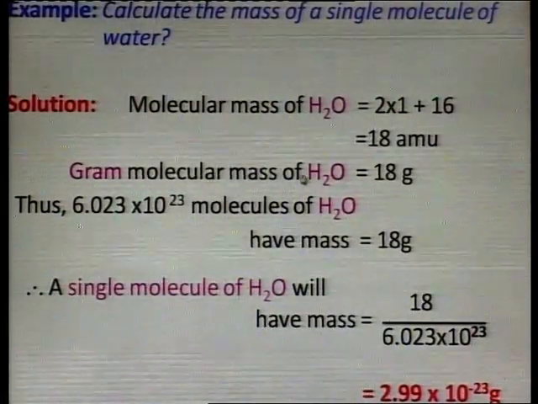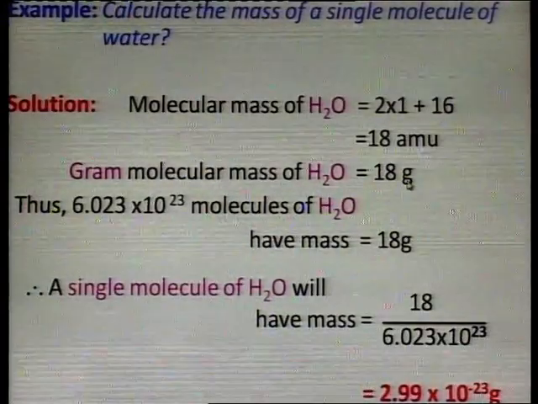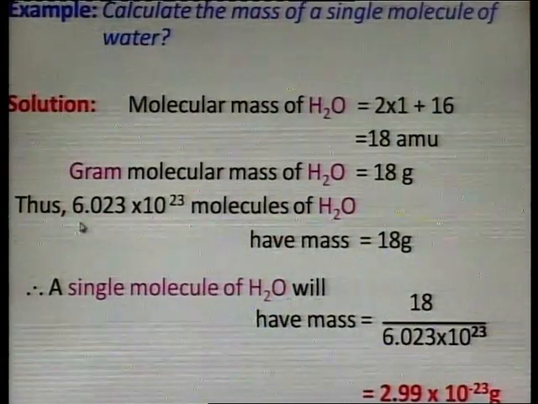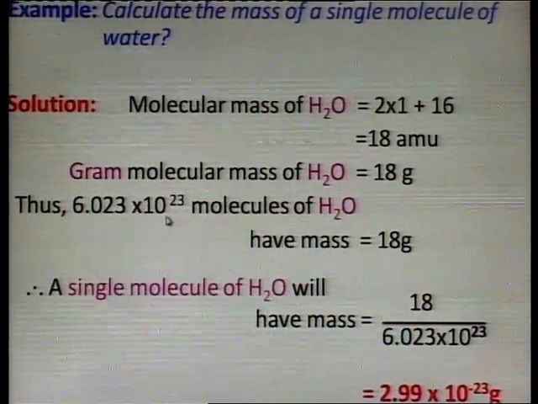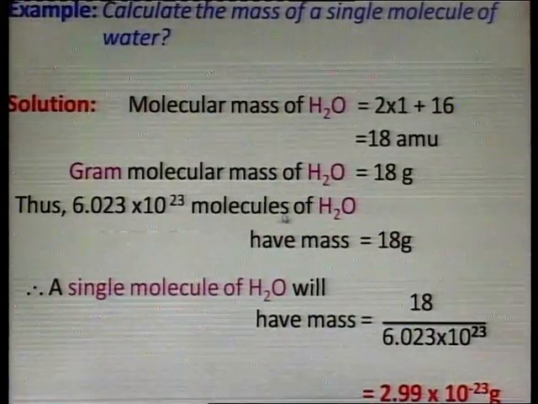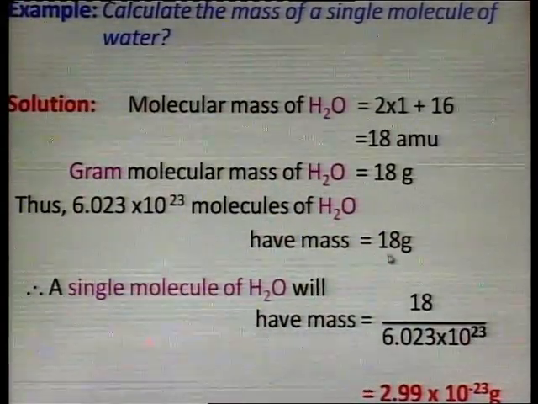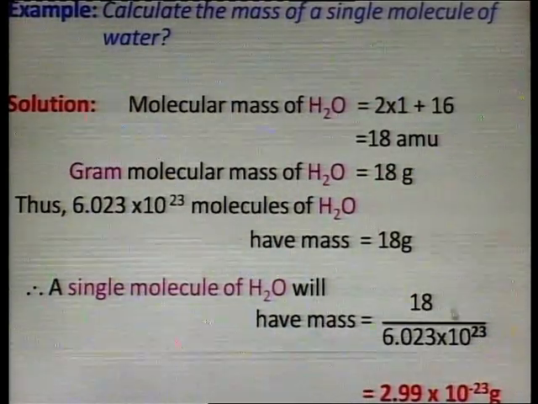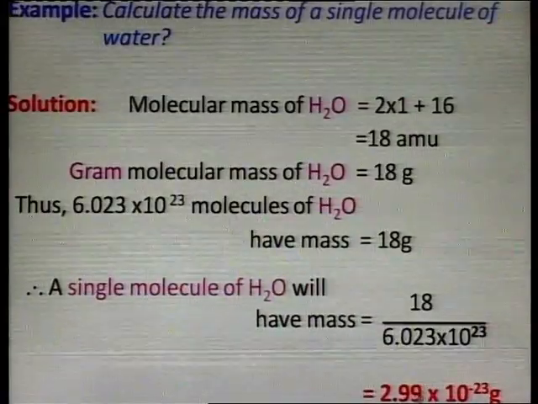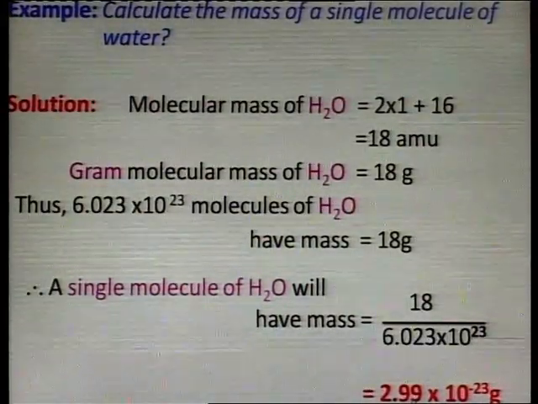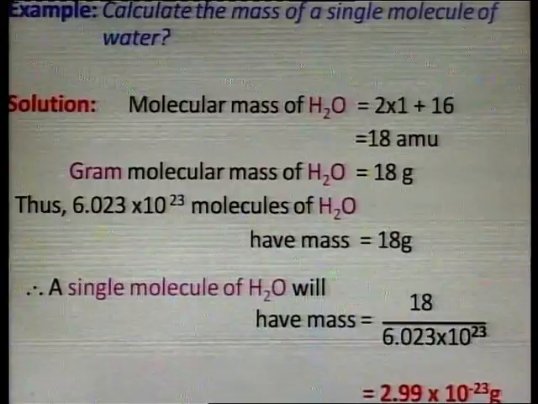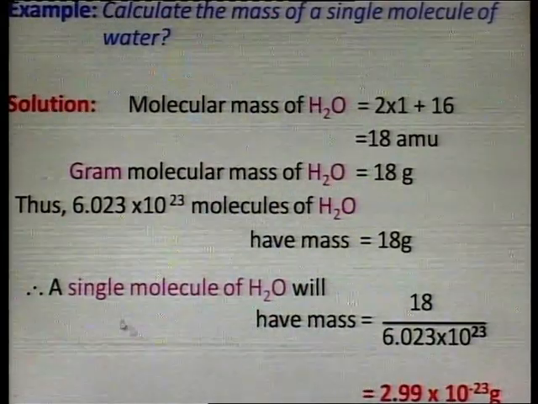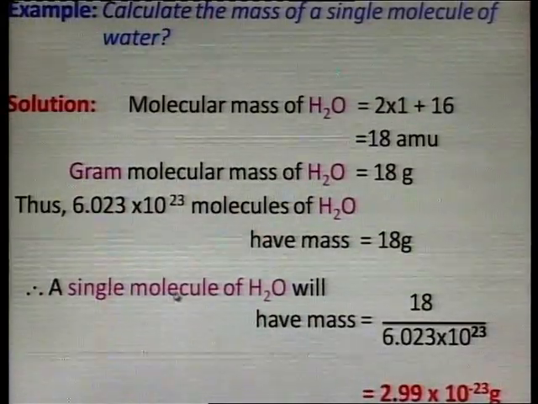Gram molecular mass of water will be equal to 18 gram, and this is equal to Avogadro's number. You can have the equation: 6.023 into 10 raised to power 23 molecules of water will have mass 18 gram. A single molecule of water will have mass 18 upon Avogadro's number. So, this comes out to be 2.99 into 10 raised to power minus 23 gram. This is the mass of a single molecule of water in grams.